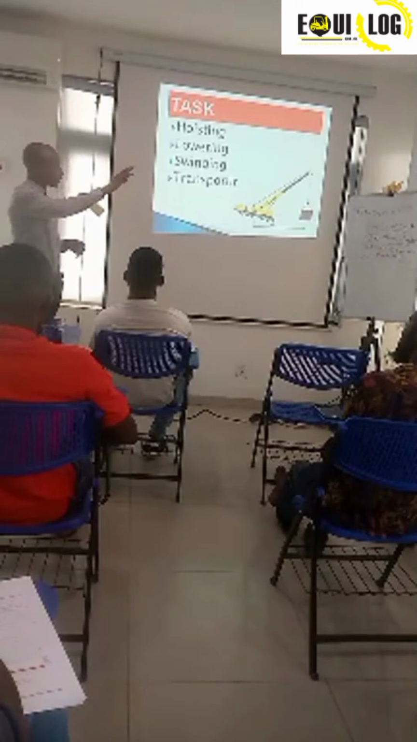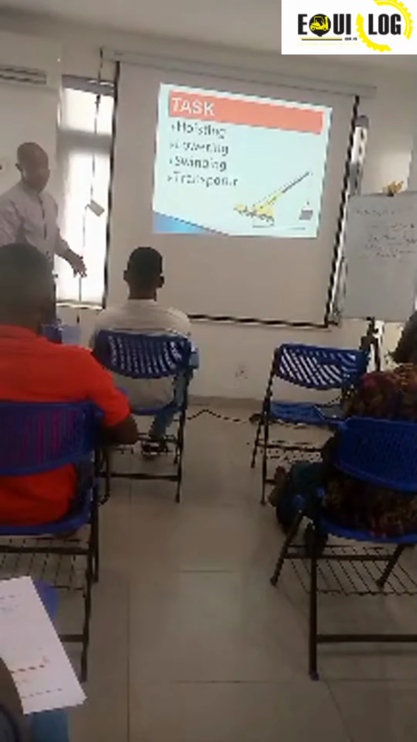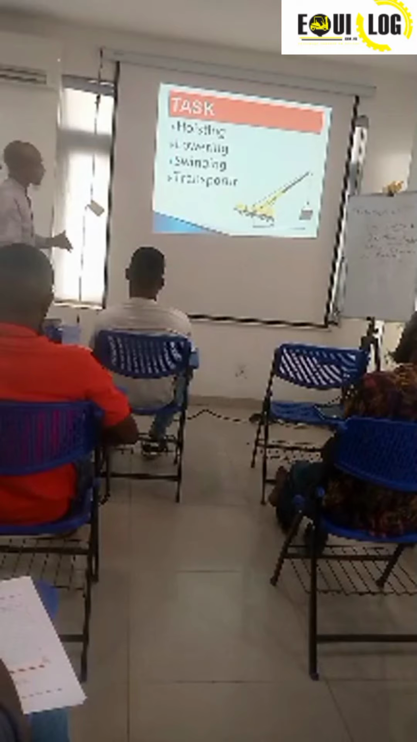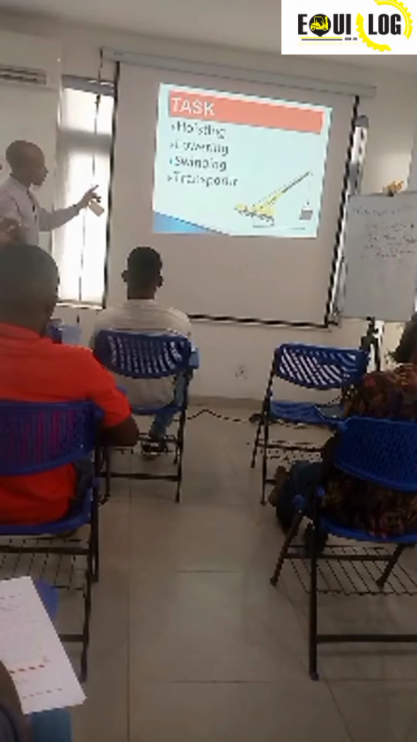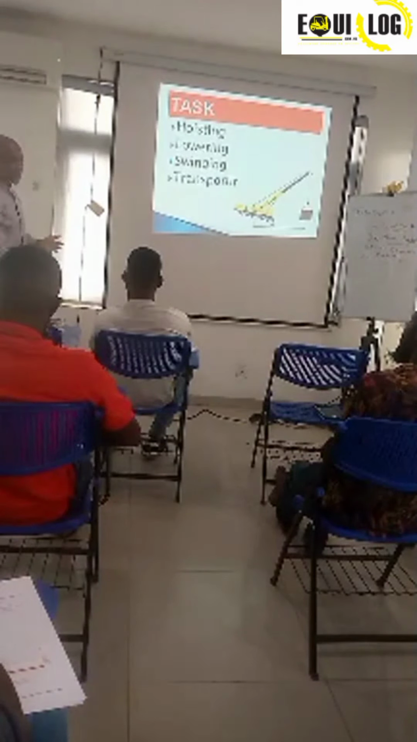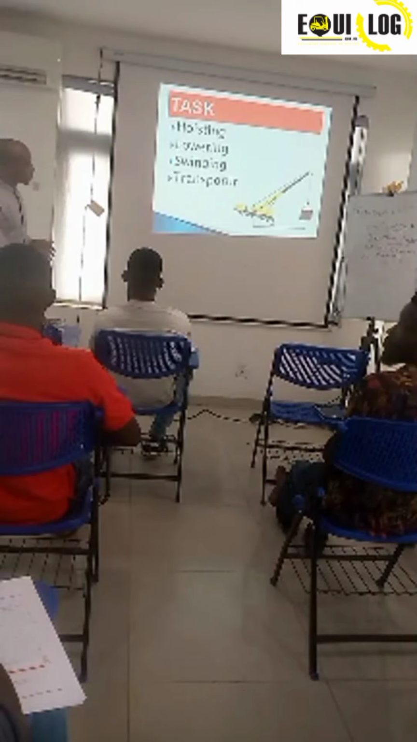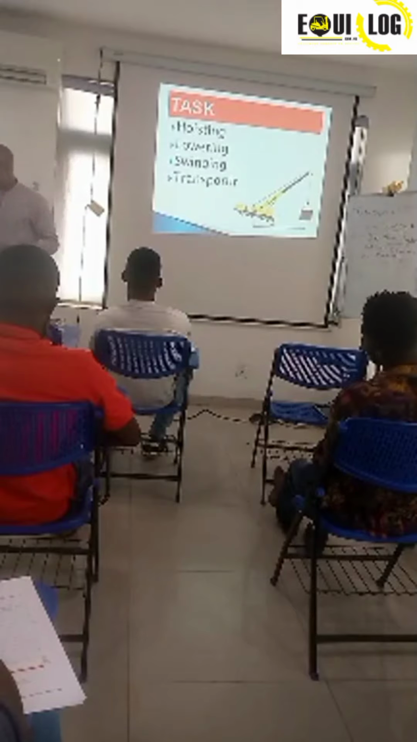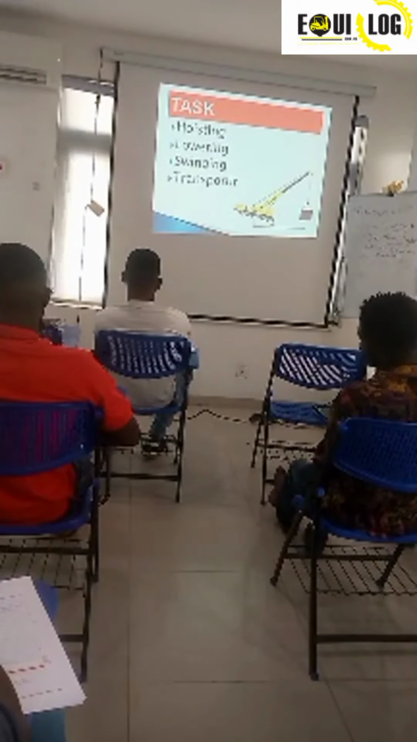Because if you come down with the full telescope, the weight will be on the first outrigger, and in such a case tipping becomes highly possible. So lowering is the same thing. If you are lowering the load, you don't lower it with a full length either. You adjust your length, then lower it down so that it doesn't tip forward. Then I have mentioned swinging and transportation. Do you have questions?